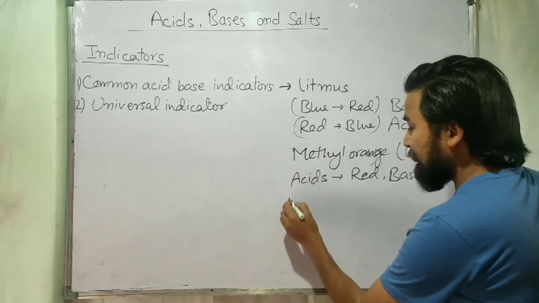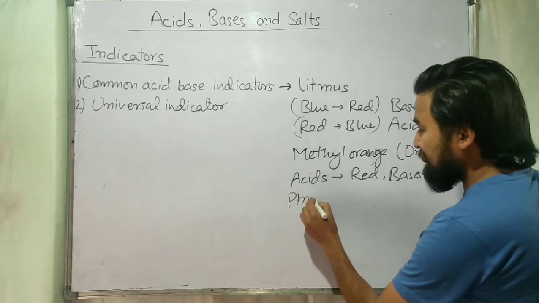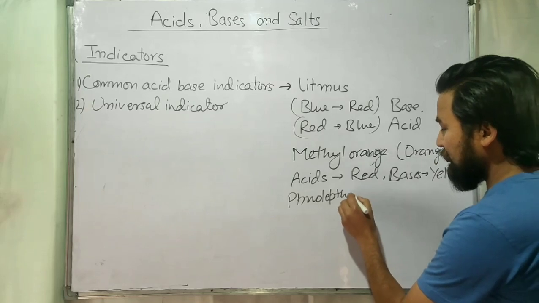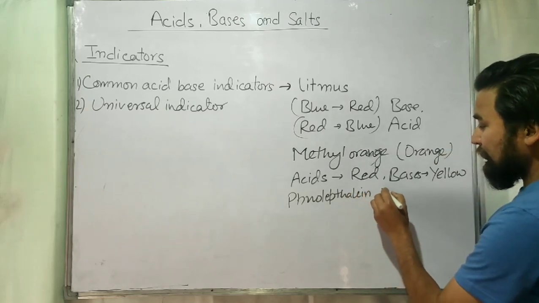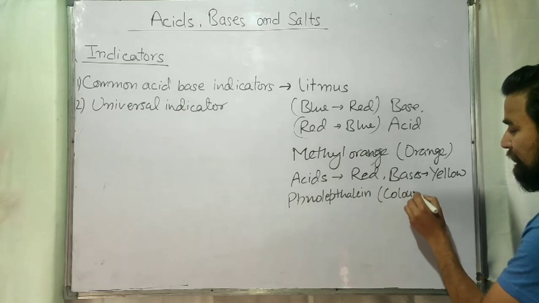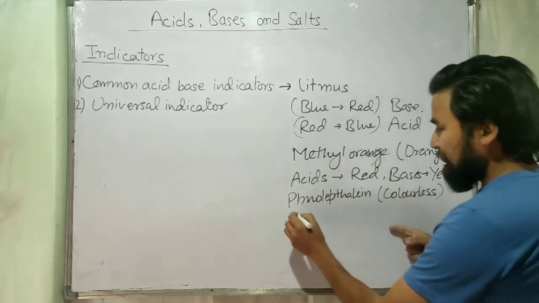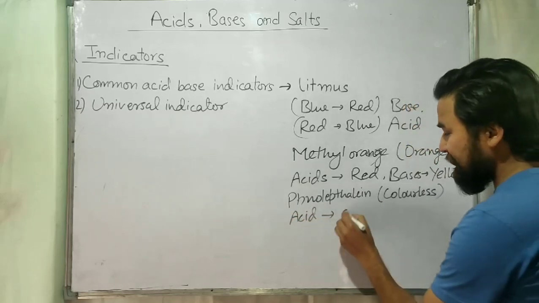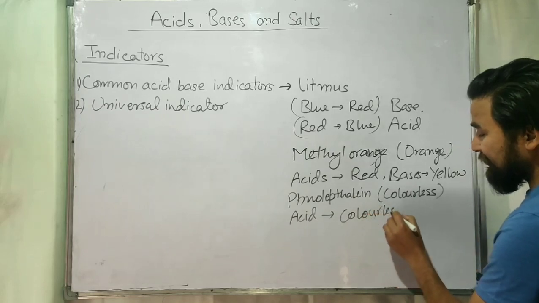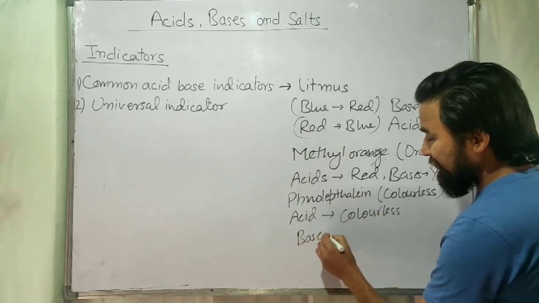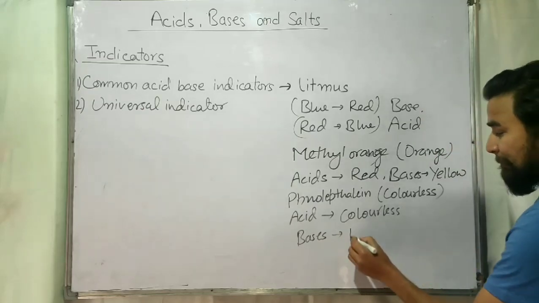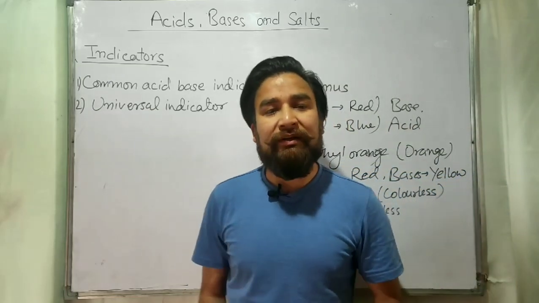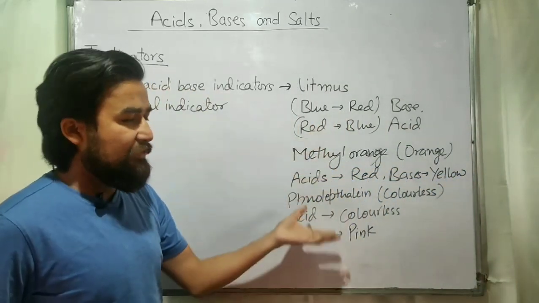One more indicator which is used widely is phenolphthalein. Its natural color is colorless, and with acids its color does not change, means it remains colorless, but when it comes in contact with bases it becomes pink. So you have to remember these few common acid base indicators. They may be asked in exam.